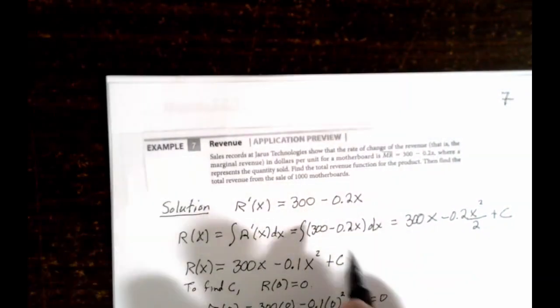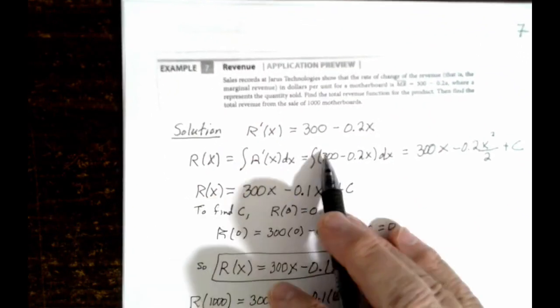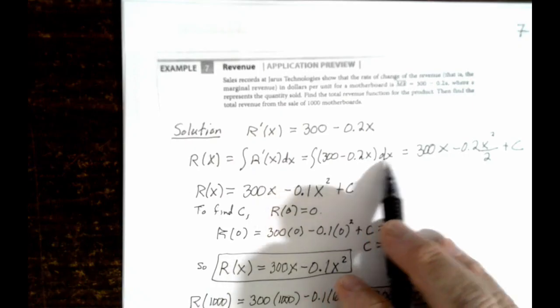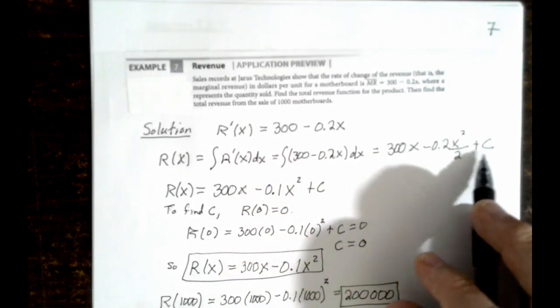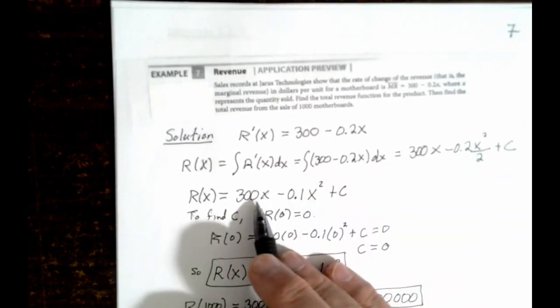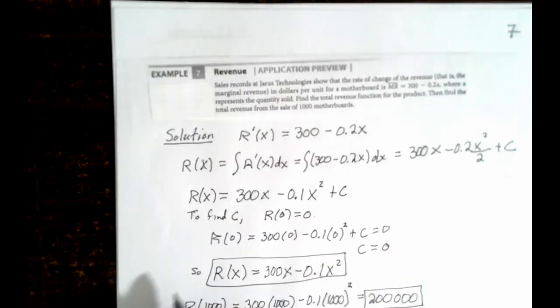Number 7, they give you the derivative and ask you to find the original function, so you're going to integrate. So you take the integral of 300 minus 0.2x. So you get 300x, you get 0.2x squared over 2 plus c. And when you simplify that down, you get 0.1x squared plus c with the 300x in front.